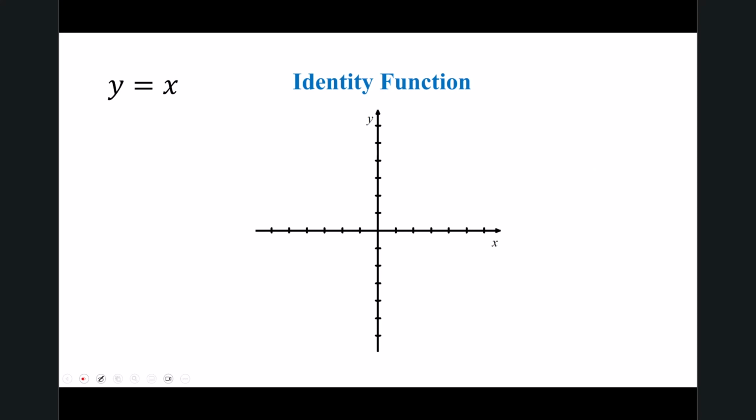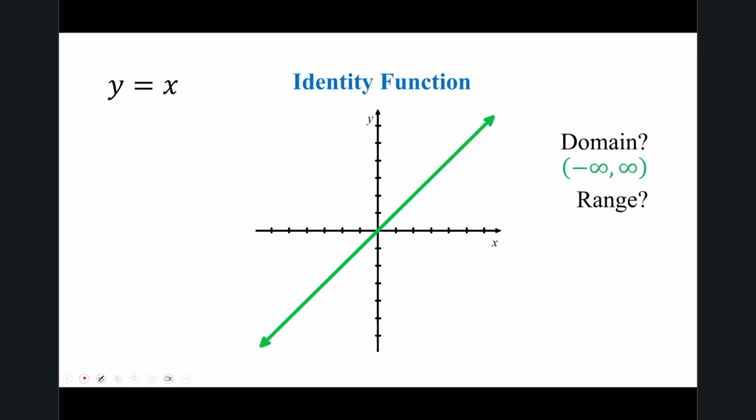The identity function just looks like y equals x. So x and y are equal, and we have this green line right here. The domain of this function is all real numbers, -∞ to infinity, and the range is also all real numbers, -∞ to infinity. The only intercept here would be at the origin, right here. That is the only place either axis is intersected, and that is at the point 0, 0.